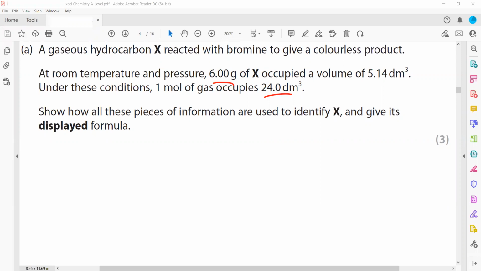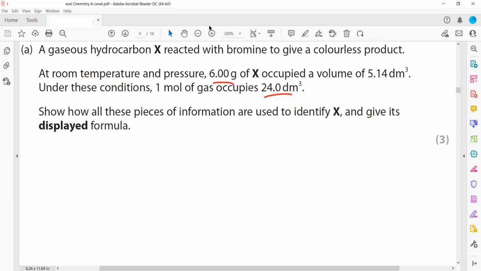So X, first, is a hydrocarbon. It reacted with bromine to give a colorless product, so it gives an idea that it acts as an alkene, because it decolorizes the bromine. It confirms the idea that compound X is an alkene, because with bromine it undergoes an addition reaction.